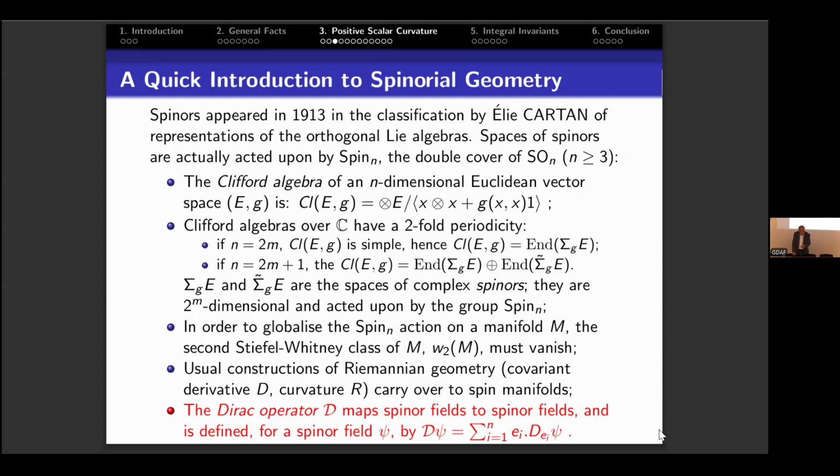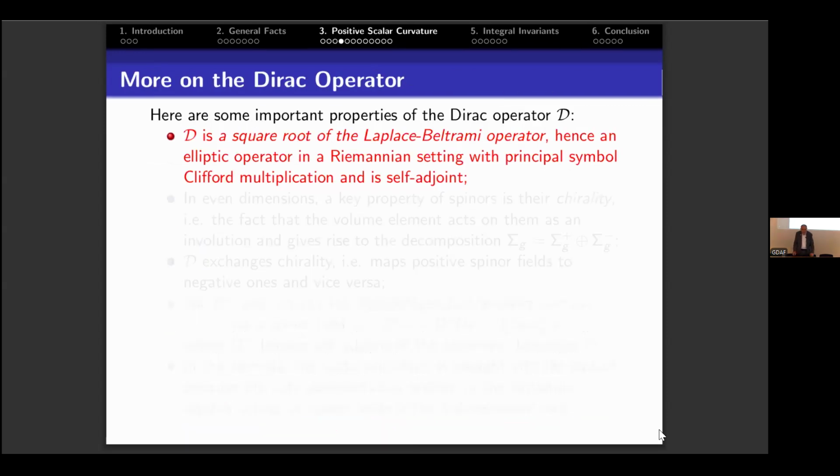You compute its covariant derivative in direction of e_i, and you Clifford multiply by e_i, and e_i is just any orthogonal basis. And it is independent of the orthogonal basis you take. That's an intrinsic notion. And of course, this is the Dirac operator, and the key formula is that it is the square root of the Laplace-Beltrami operator, and I will give you a proof of that in a minute.